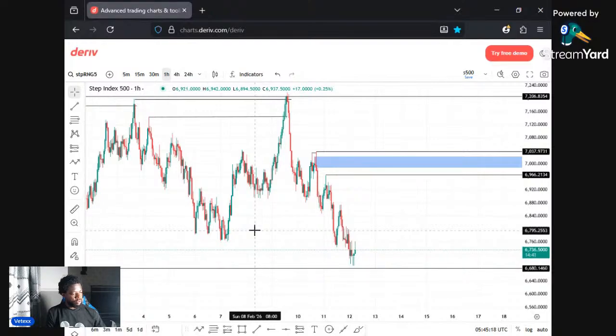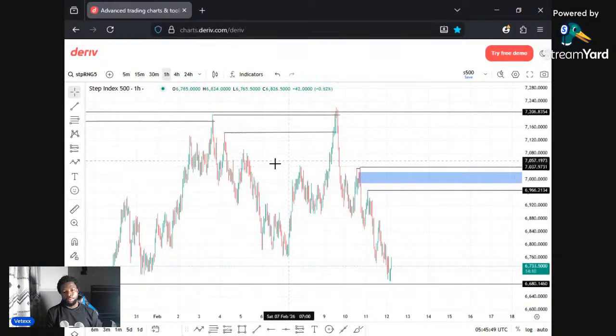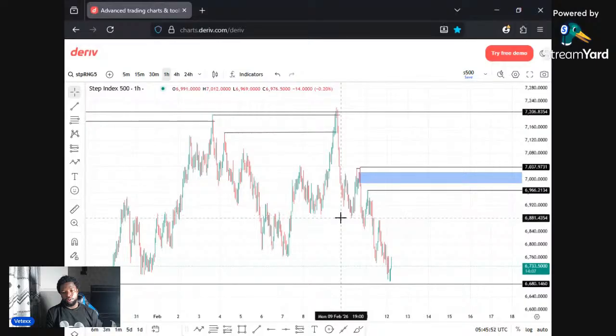If I'm risking $20 on this trade, this is 1 to 20 risk to reward already. Wow, from this zone to this zone is already 1 to 20 risk to reward.